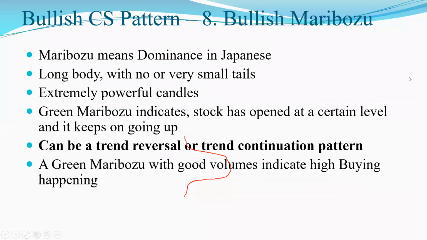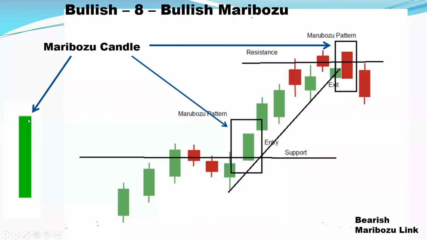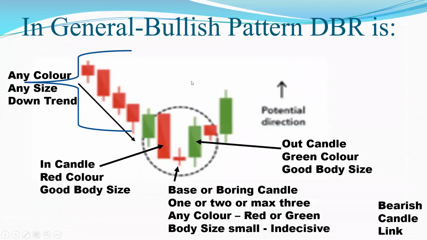Marubozu. A very big candle with no wicks. Itna bada green candle, itna bada red candle, but there are no wicks. You can see that this is a red candle. No wicks. Wicks मतलब ऊपर का तेल भी नहीं है, नीचे का तेल भी नहीं है, खाली green candle. So it gives me a sign that I am ready for takeoff.